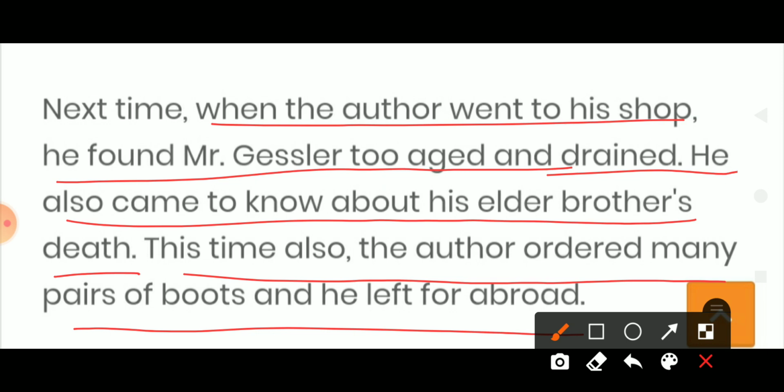So after 2 years, when the author of the book went to his shop, he saw Mr. Gessler, who was very aged now and drained of energy. As an old person, if he is doing something, you will feel that he is losing energy quite frequently. That is the reason, when he saw him, he saw that he was very aged now. He also came to know about the death of his elder brother, who was dead by now. And this time also, the author ordered quite a fair number of pairs of shoes from him, and he left for abroad. Okay, he went to a foreign country after buying those shoes.